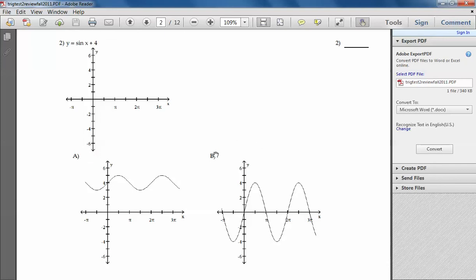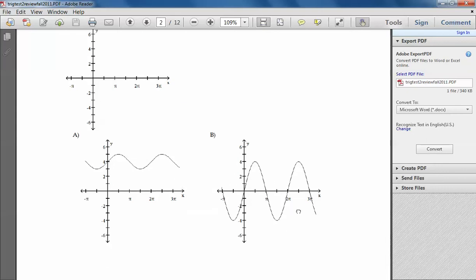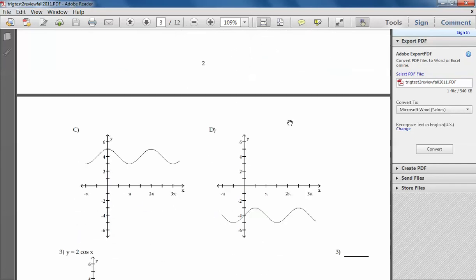You see, it wouldn't be B because B just adjusts the amplitude. It wouldn't be C because it shifted up 5 units and it's a cosine graph. And it wouldn't be D because it shifted down 4 units. It is a sine graph, but it shifted down 4.